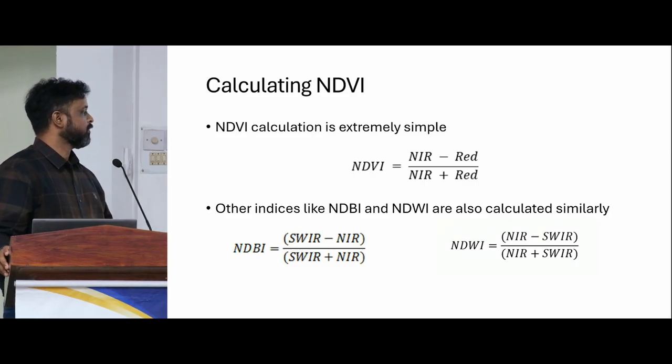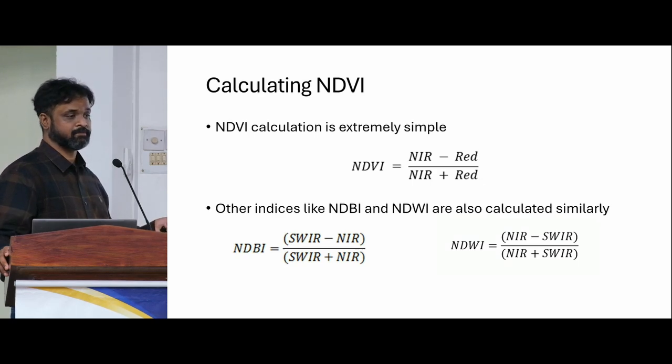And water does the same thing, but in reverse. Water absorbs a lot of shortwave infrared radiation, but does not absorb a lot of NIR. And then you can have a normalized differentiated water index, which will tell you to a very high degree whether some place is underwater or not.